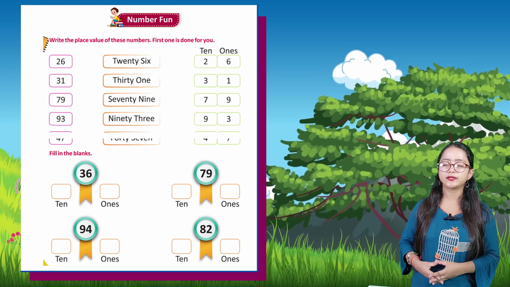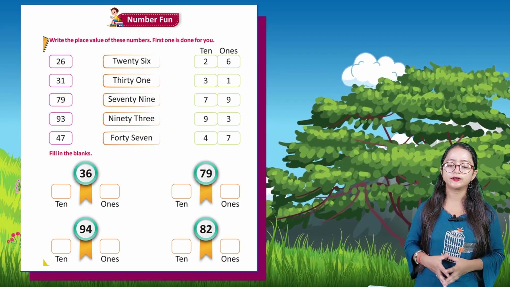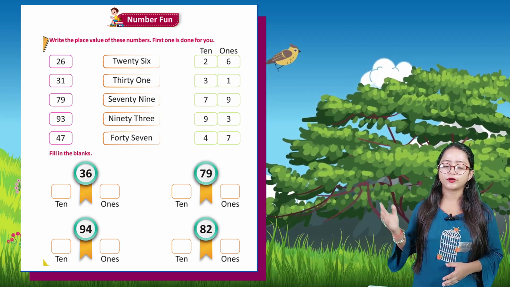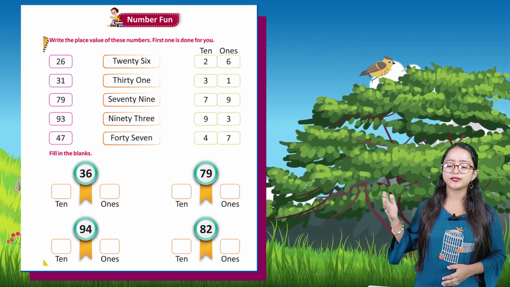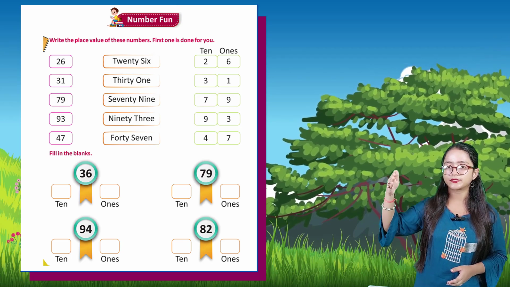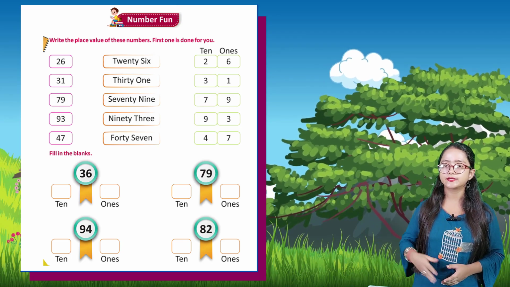Now turn the page and let's do some exercise. Number 1. Write the place value of these numbers. First one is done for you. 2 6 26. Here 2 comes under the place value of tens, and 6 ones.